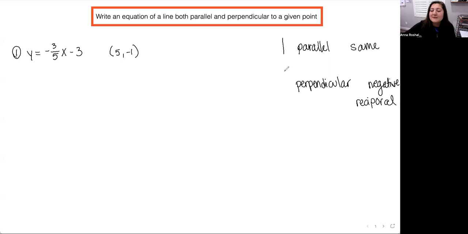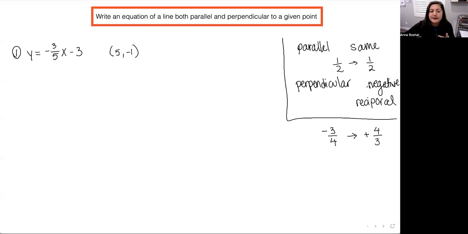Awesome. Okay, so when I say negative reciprocal, I mean that if something is negative 3/4, the negative of negative 3/4 is going to be positive. And then the reciprocal of 3/4 is going to be 4/3, right? So that's what I mean by negative reciprocal. And the same goes for 1/2.